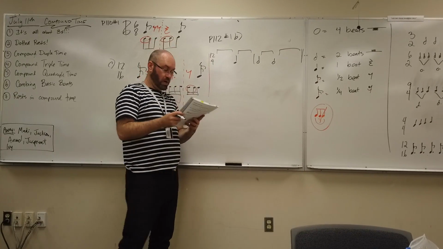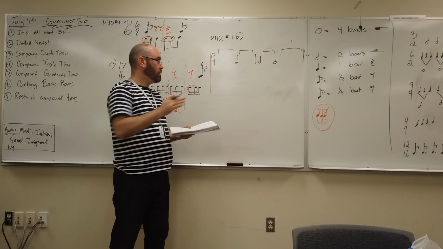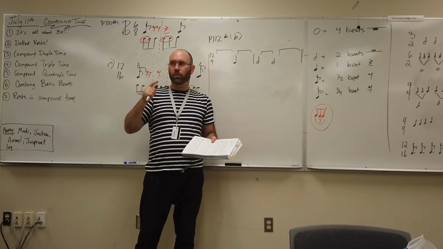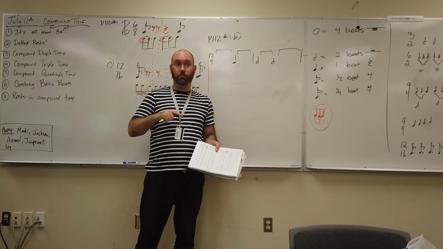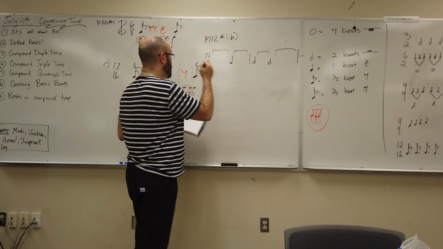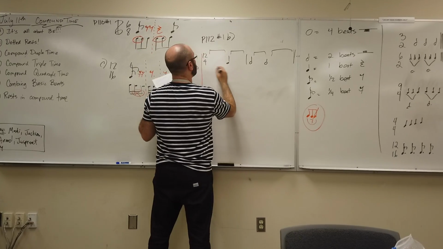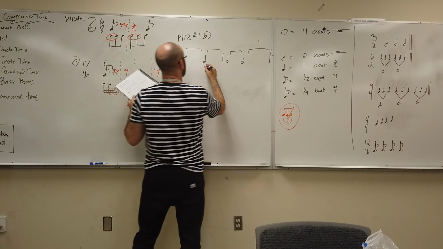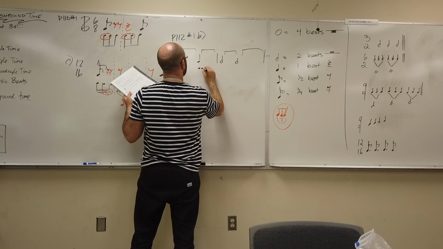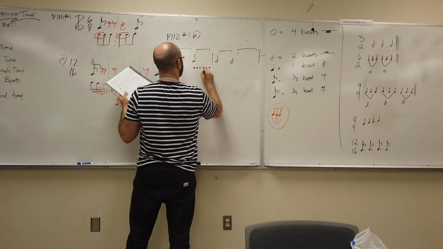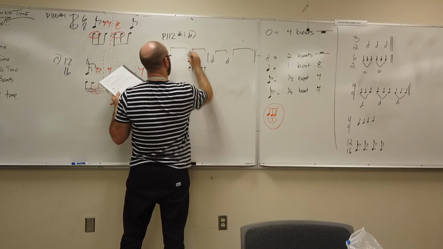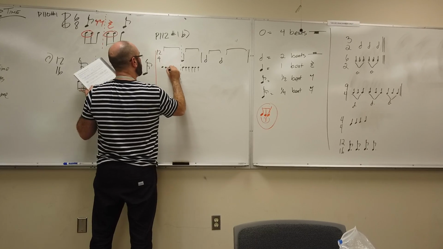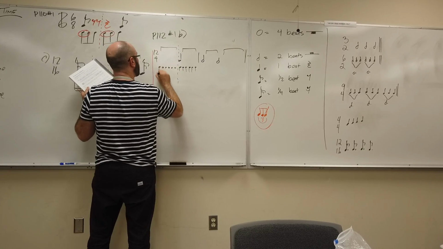So, what you have to do now is draw all the basic beats out, because it will help you to figure out how to do the combinations. So, 12 quarter notes. Okay. 1, 2, 3, 4, 5, 6. 1, 2, 3, 4, 5, 6.